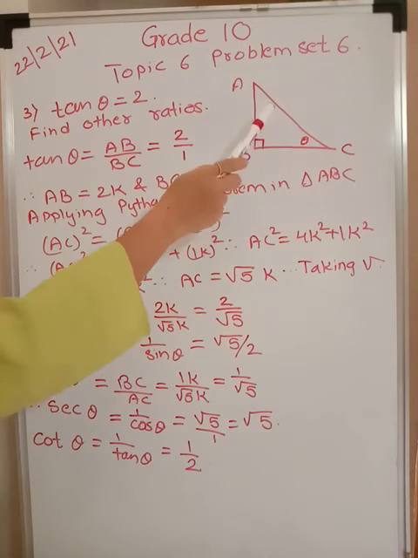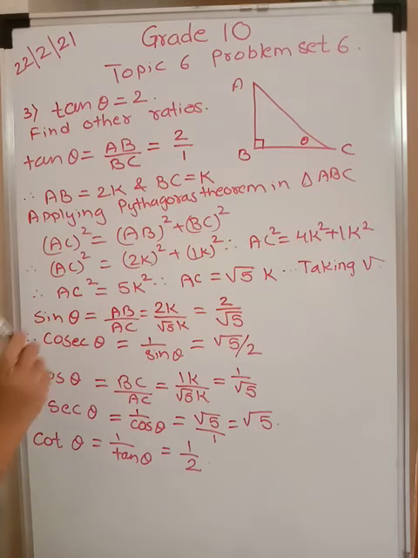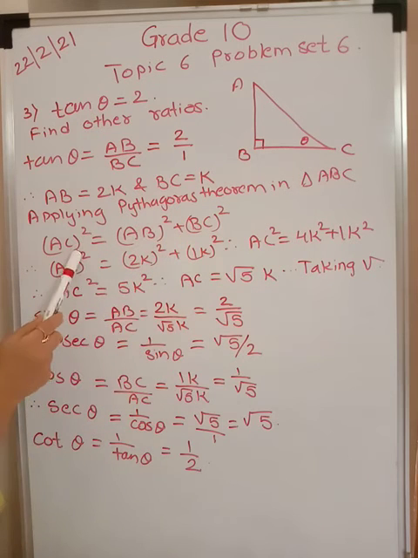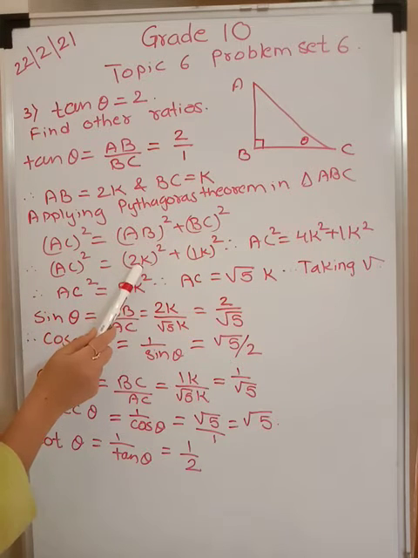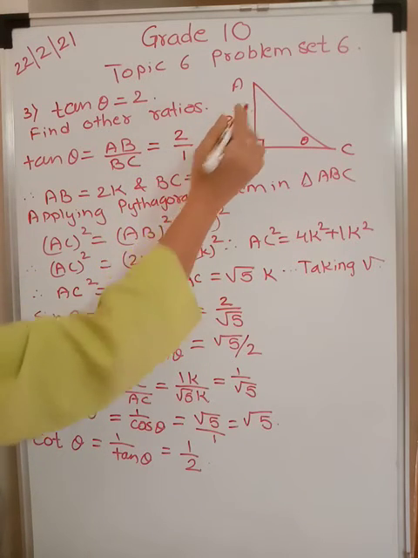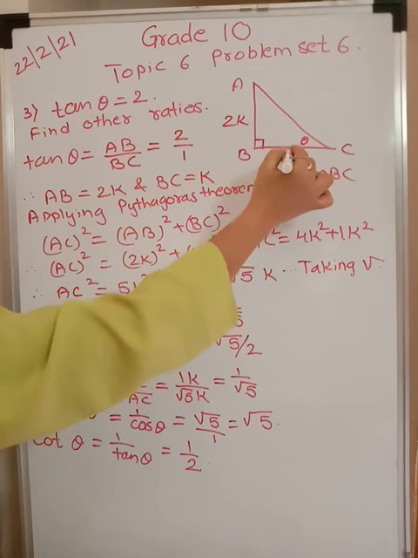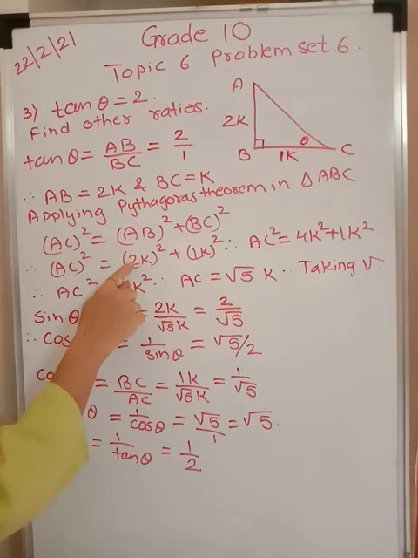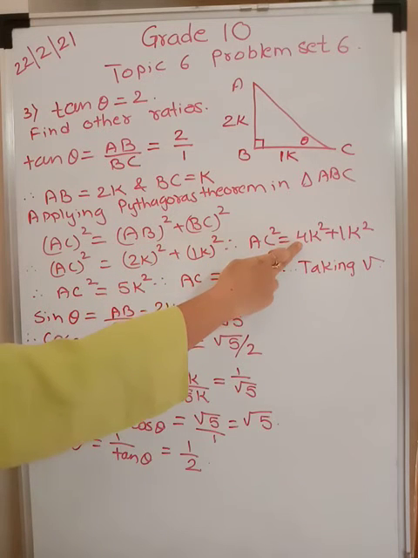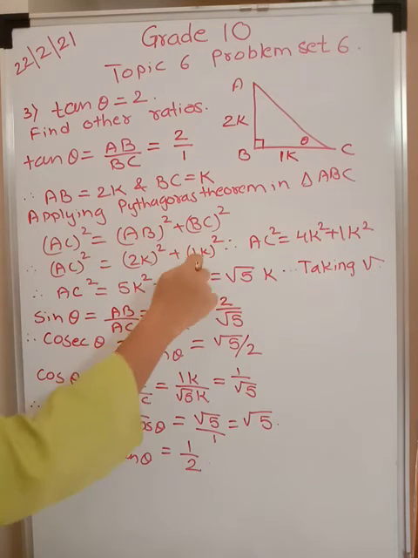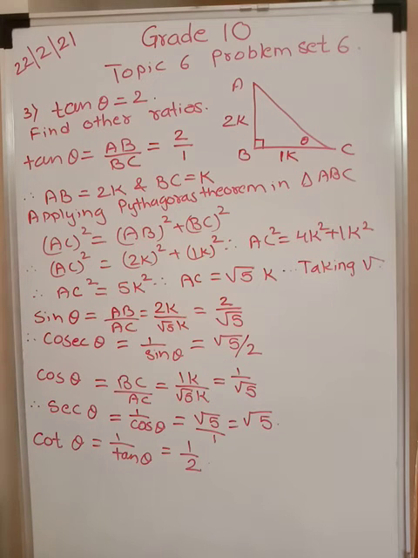Now applying Pythagoras theorem in this triangle, because B is 90 degrees, we have AC square is AB square plus BC square. Just substitute. You get AB is 2k, so 2k whole square, and you have BC is 1k, 1k whole square. So you have 2k square plus 1k square. 2k square is nothing but 4k square. And 1k the whole square is 1 square, which is 1, and k square. Now 4k square plus 1k square becomes 5k square. That is equal to AC square.